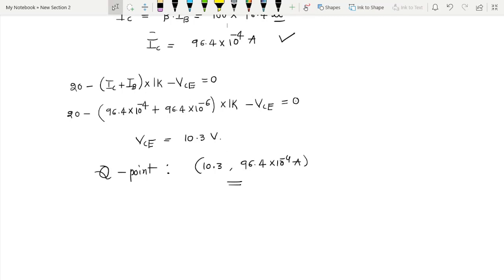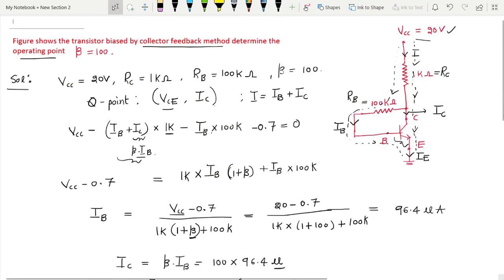So here we were asked to find the operating point. This is the procedure to do any problem regarding the collector biasing configuration. I think all of you understood this session. Thank you.